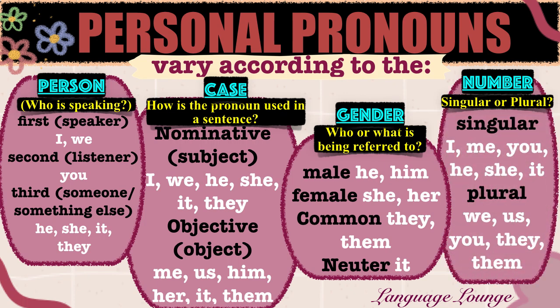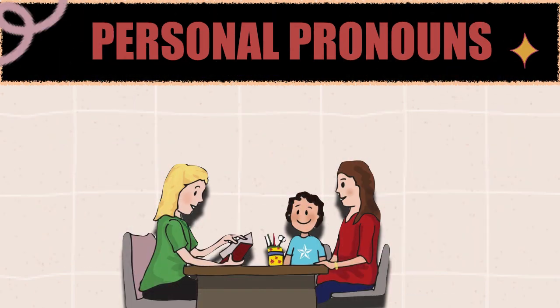Singular, one person or thing. I, me, you, he, she, it. Plural, more than one person or thing. We, us, you, they, them. Understanding person in personal pronouns with a sentence.